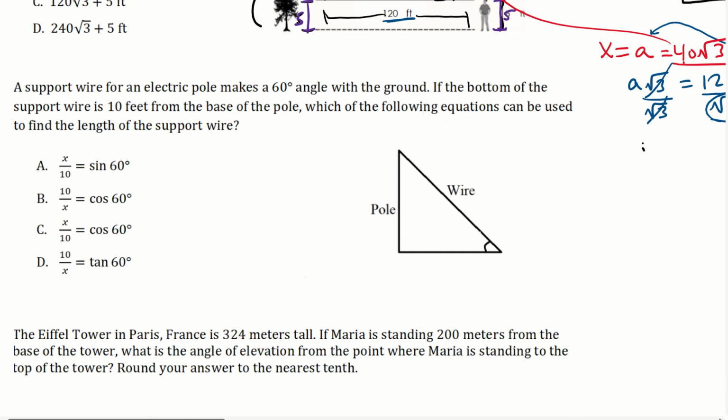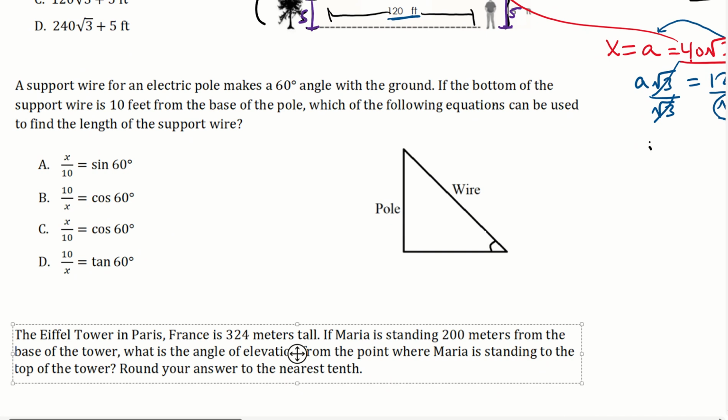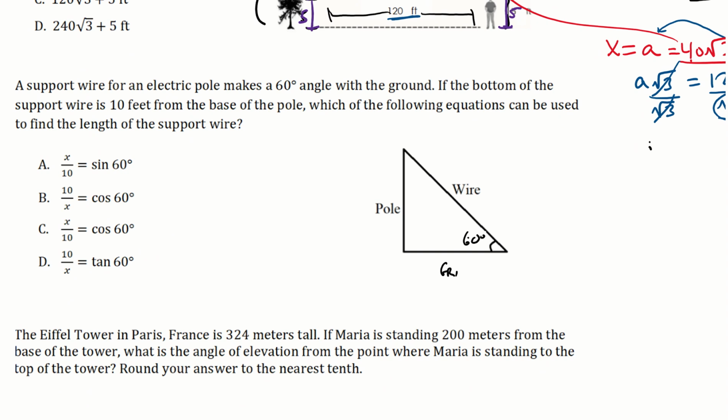All right, so now it says a support wire for an electric pole makes a 60-degree angle with the ground. So this is the ground here, and a 60-degree angle with the ground. If the bottom of the support wire is 10 feet from the base of the pole, so we got 10 feet from the base of the pole, which of the following equations can be used to find the length of the support wire? So let's call the length of the support wire x, okay? I'm just going to call this x.